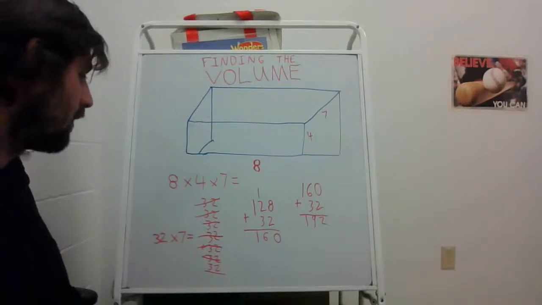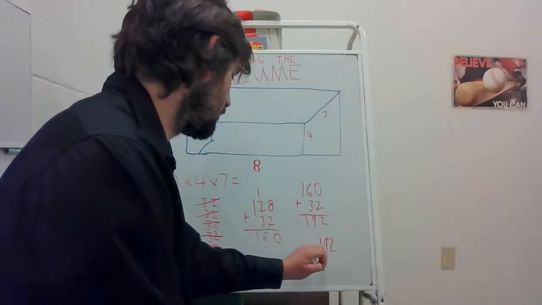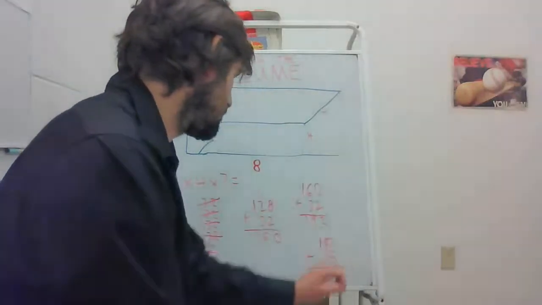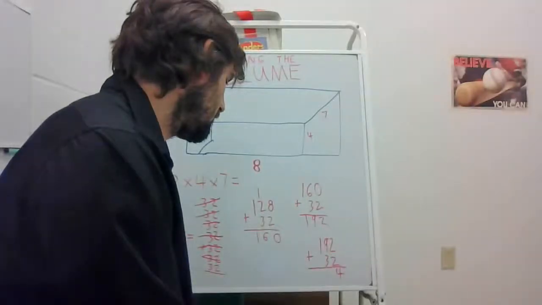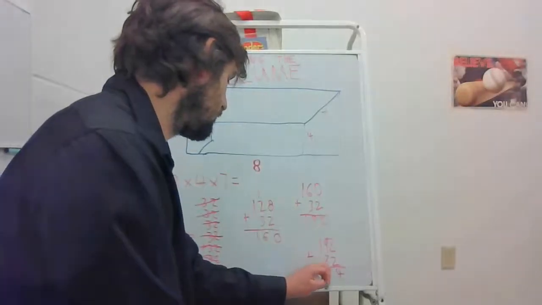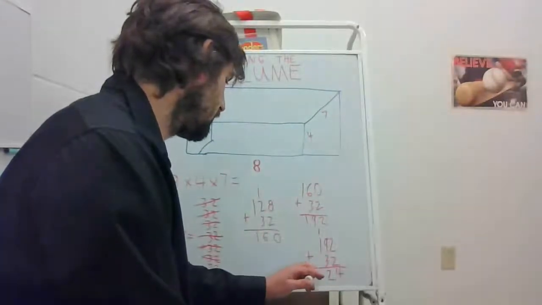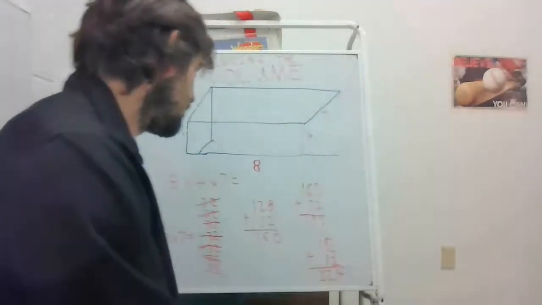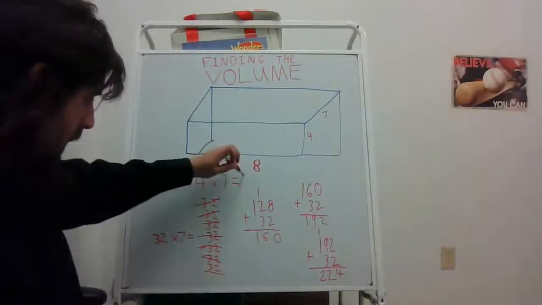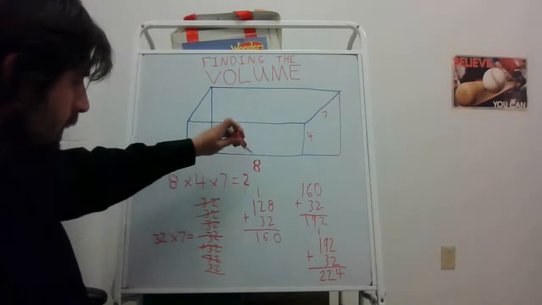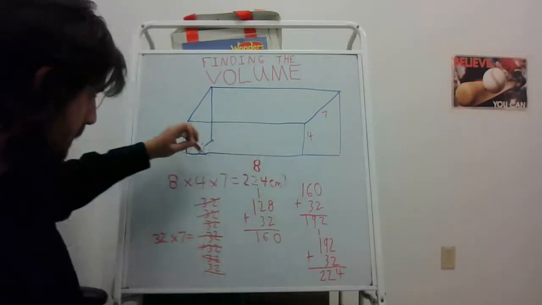So one more now. 192 plus 32. 2 plus 2 is 4. 9 plus 3 is 12, carry the 1. 1 plus 1 equals 2. There we go. And our answer is 224. So the volume is 224 centimeters cubed.